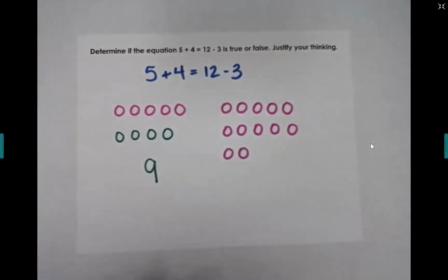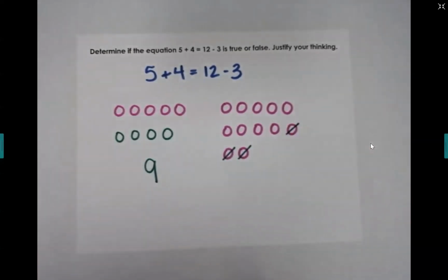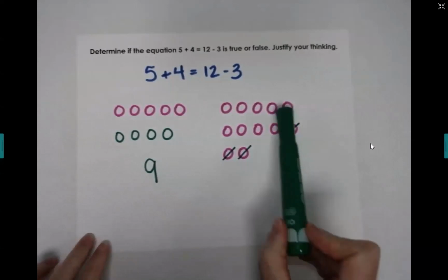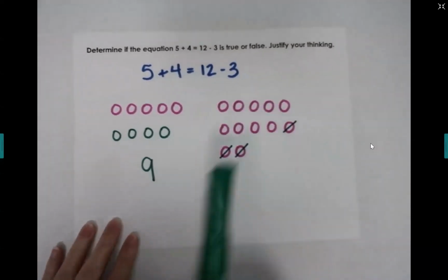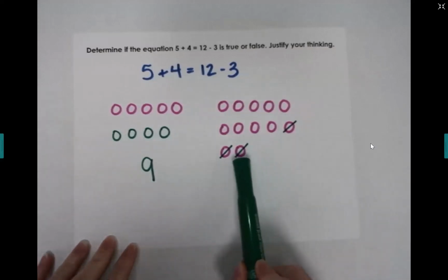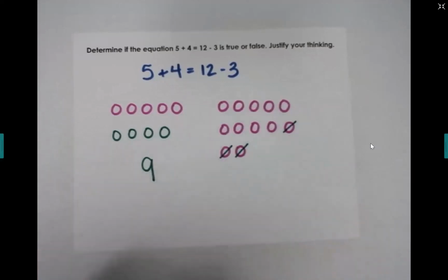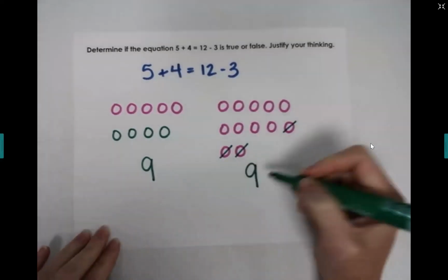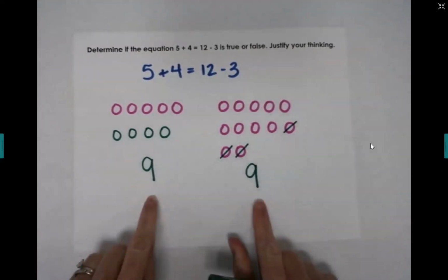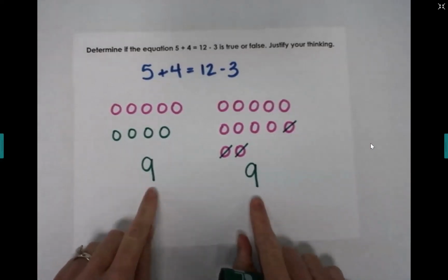Okay, so I've represented the 12, and now I'm going to remove or subtract 3 of those circles. Now, to determine the value, students may count what's left here in their picture, or they could count back from 12, 11, 10, 9, to see that there are 9 circles left in our picture. And so here I can see that 12 minus 3 also has a value of 9.